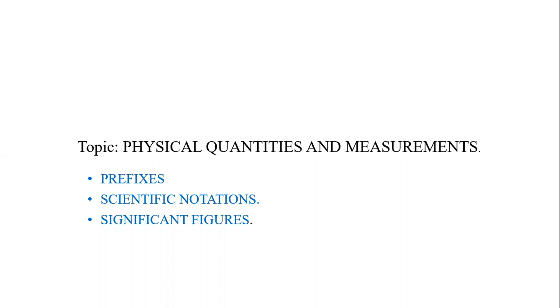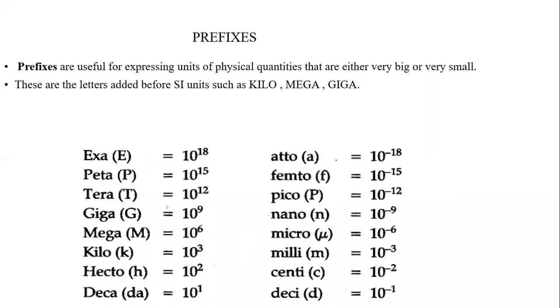Welcome to the second session of the topic physical quantities and measurements, and the subtopics are listed here: prefixes, scientific notations, significant figures. Prefixes. Some of the quantities are either very large or very small, so we term them easily by using prefixes before the SI unit. Some prefixes are listed here: kilo, mega, giga, and their values are listed here.